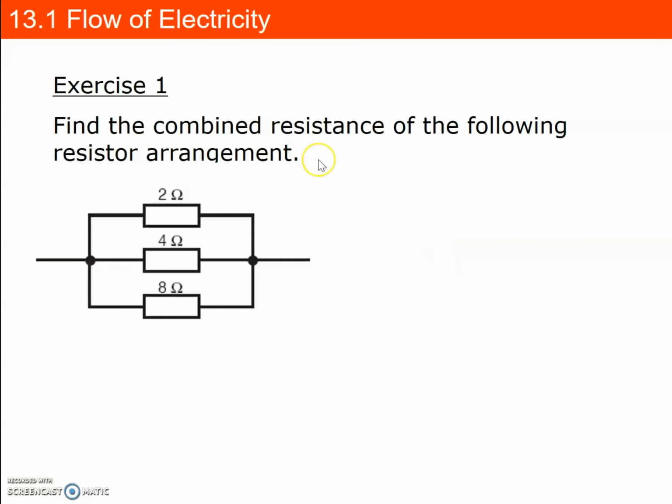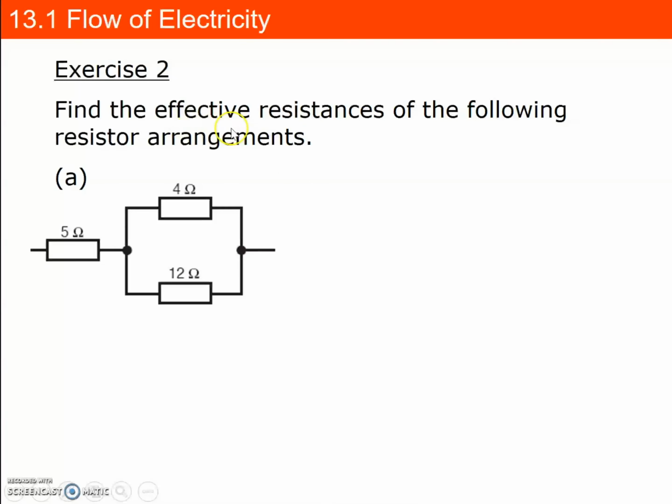Right, now it's your turn to do the exercises. Submit your answer in the next section below before the solutions will be released to you. For exercise 1, you're supposed to find the combined resistance of the following resistor arrangement. First, you need to identify whether they are in series or parallel, and then apply the correct formula accordingly.